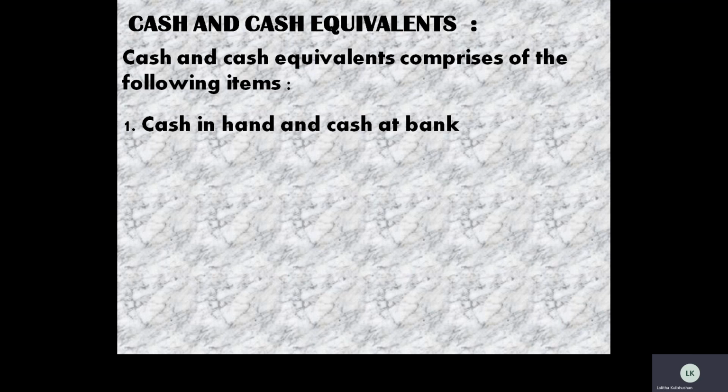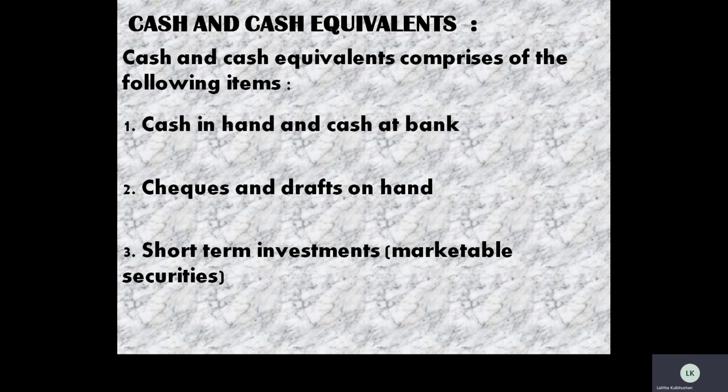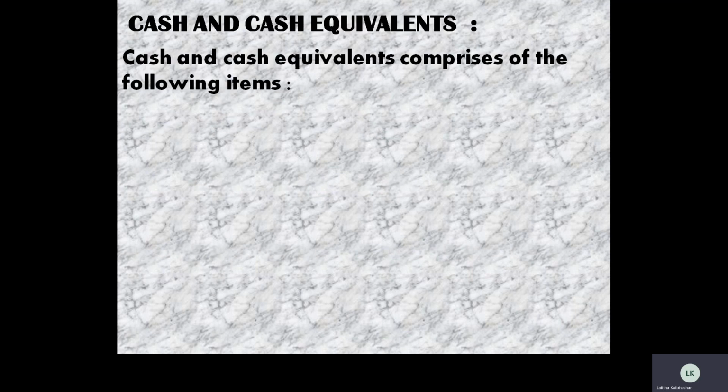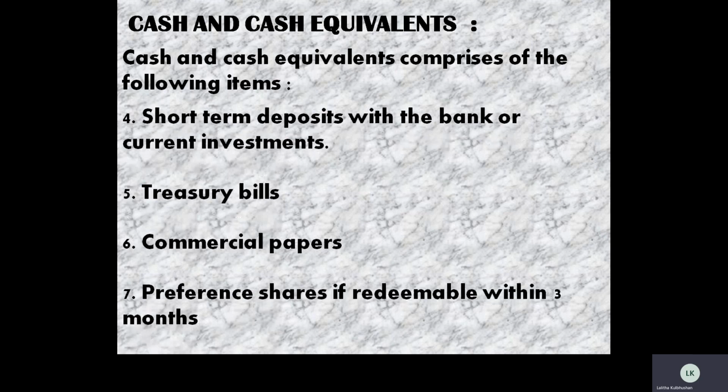The first example of cash and cash equivalents is cash in hand. The next, checks and drafts on hand. And next is the short-term investments, which can also be called current investments, or marketable securities too. A few more examples are short-term deposits with the bank, or current investments as well.